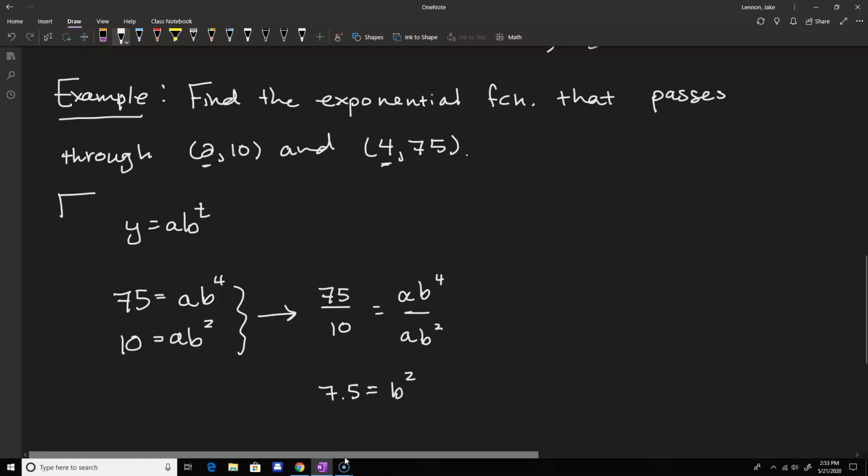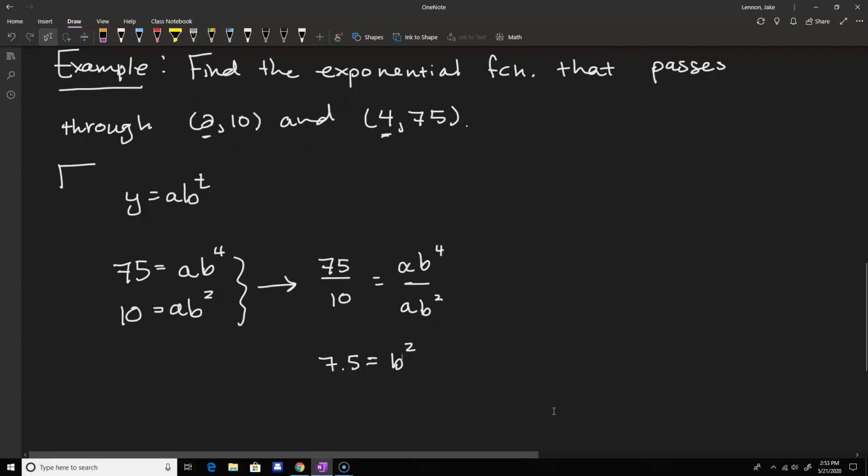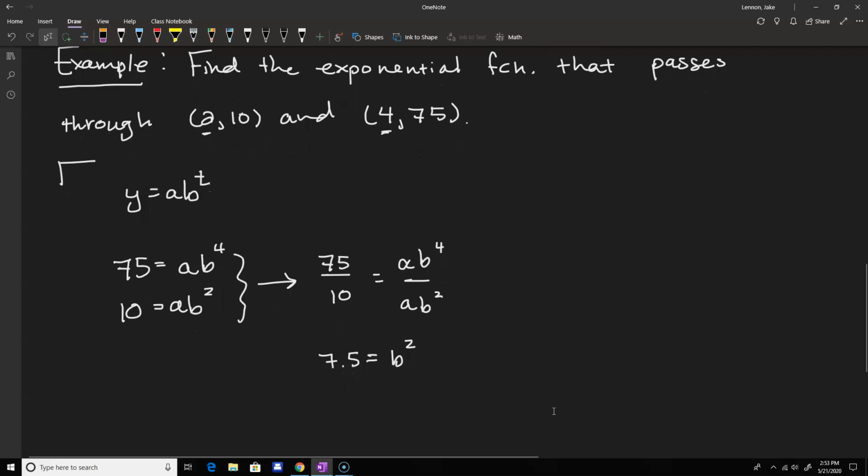And again, because b is required to be positive according to the definition, we only need to worry about the positive square root in this case. So the square root of 7.5 is equal to b. Let's say for this example we're just rounding to 2 decimal places. We could say 2.74 is approximately the value of b. In general, for homework problems, they're going to have different thresholds for how many decimal places you want to keep, or they may say exact, and if they say exact, you're going to have to just work with the square root of 7.5.